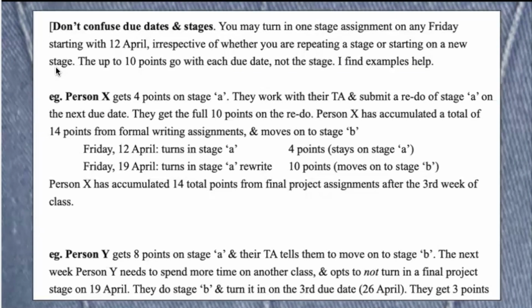I find examples helpful. I'll go through the first one I've put up with you here, and then you can read the other example on your own. So let's say person X gets 4 points on stage A, which means they have to repeat it. They work with their TA and submit a redo of stage A on the next due date. They get the full 10 points on the redo because they've worked with their TA and taken their TA's advice. Person X has accumulated a total of 14 points from formal writing assignments and moves on to stage B. So note that they've actually gotten 14 points from one stage and not just 10. That only goes if it actually looks like you're working on things.